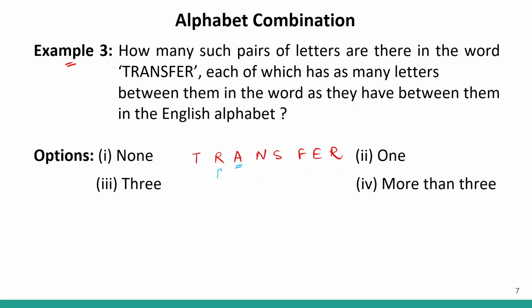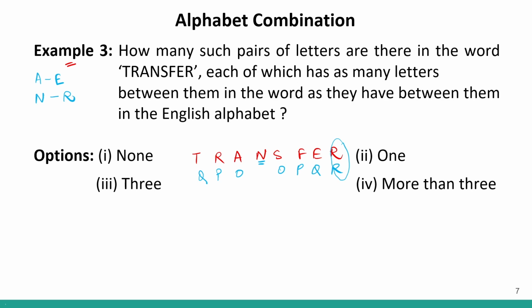B, C, D, E, F. Do we see any common letter? Yes. E is common over here. So, my first pair would be A, E. Right? Okay? Moving on to N. After N, we have O, P, Q, R. So, do we have anything common? Yes. R is common. So, next pair would be N and R. Correct?